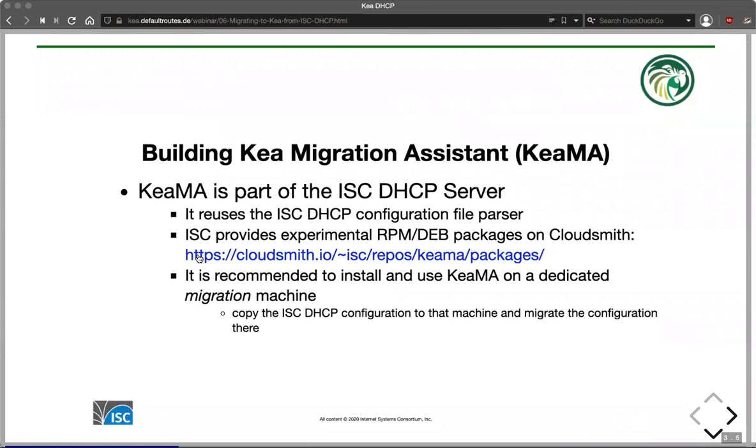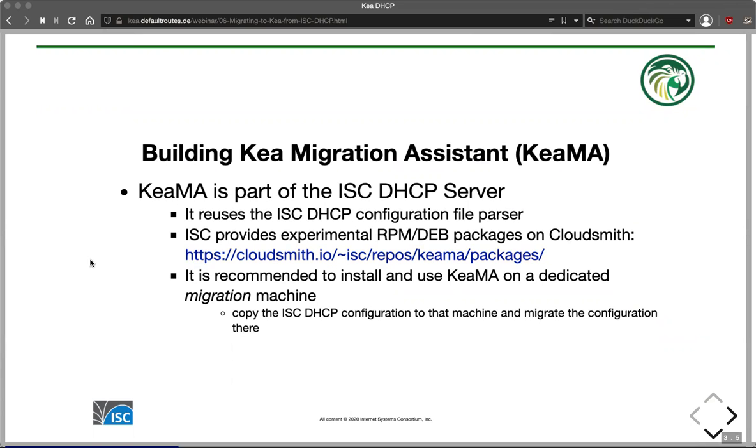If you want to use Kea Migration Assistant, that's part of the ISC DHCP server. This is because it reuses the configuration file parser that is part of ISC DHCP. ISC provides installer packages for Red Hat-based and Debian-based Linux distributions over at Cloudsmith, and you have the URL here.